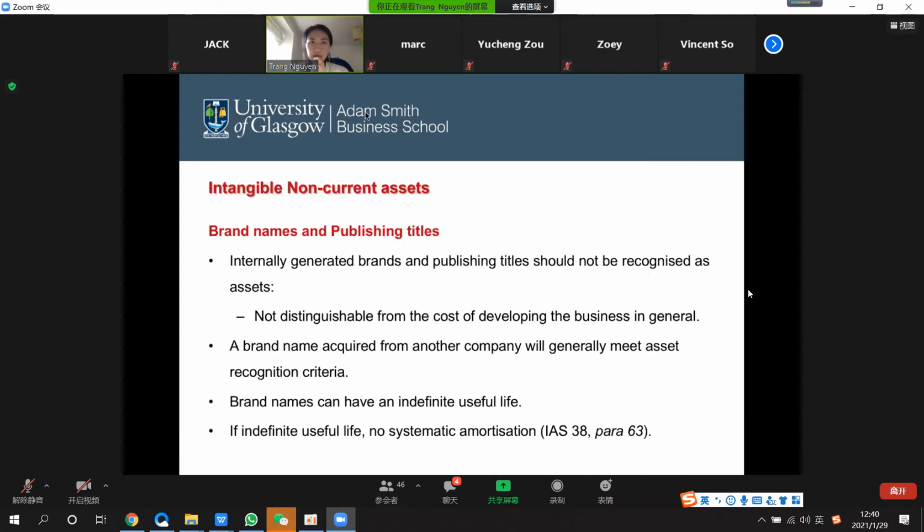Now brand names, as I mentioned already, are internally generated, and everything internally generated we cannot record as intangible assets. We can only record a brand name when it's acquired from another company.